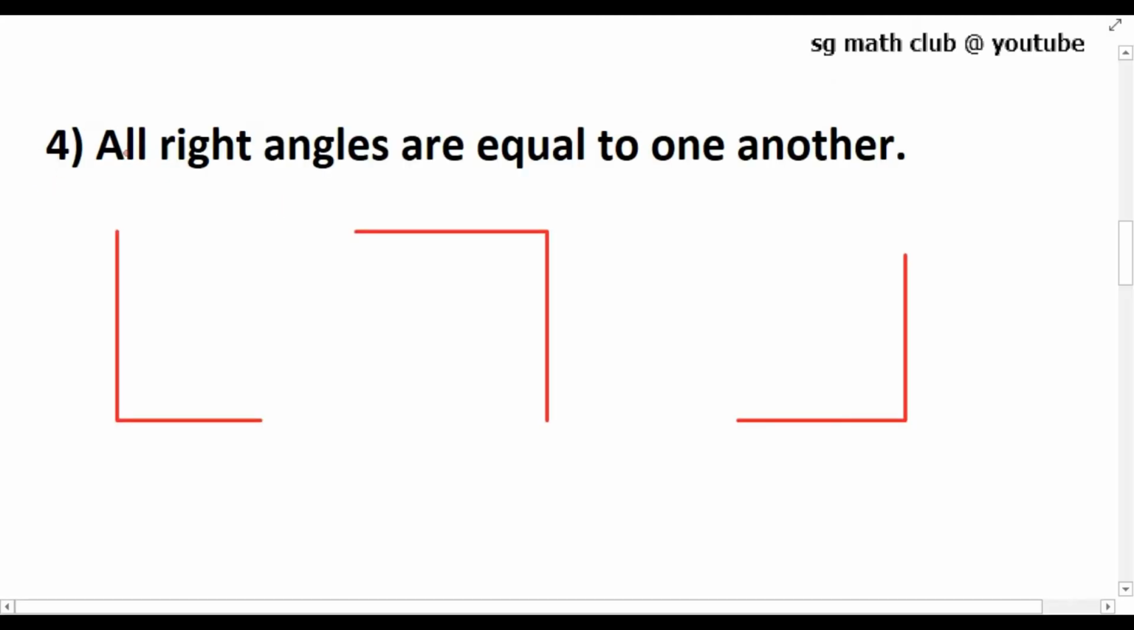Now the fourth postulate is: all right angles are equal to one another. We know the measure of a right angle is 90 degrees. If you draw a right angle like this, say ABC, the measure will be 90 degrees. You can draw the right angle like this also, and if you name this ABC, the measure of this right angle is also 90 degrees. So all right angles are equal to one another.